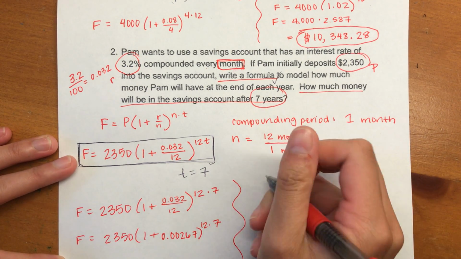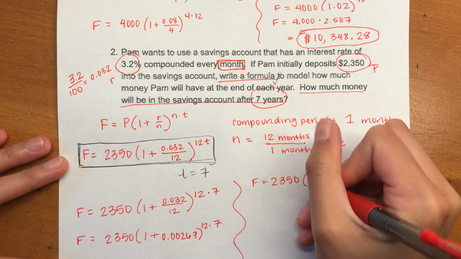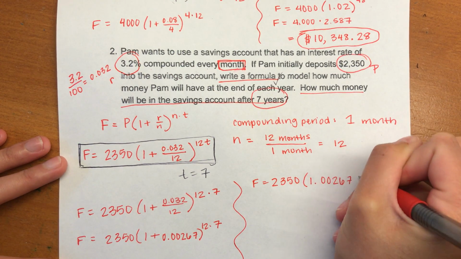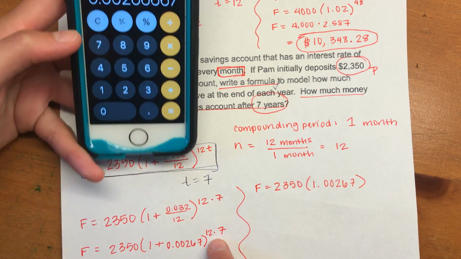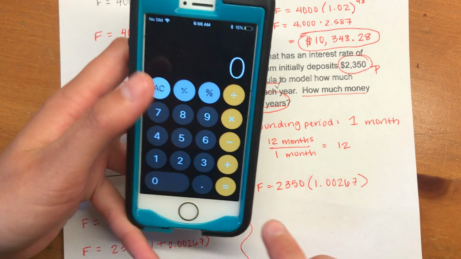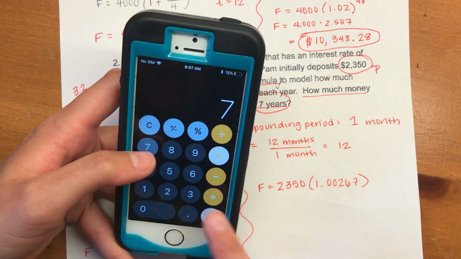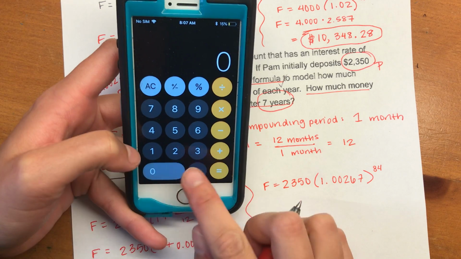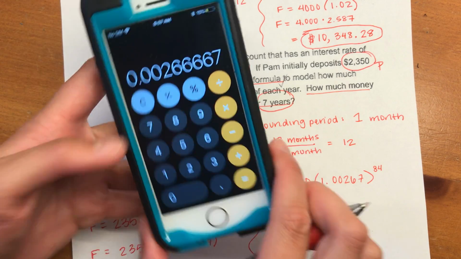And I'm going to go up here again. F equals 2,350 times, and if I add 1, I'll have 1.00266 to the, and I can do 12 times 7 as well. And 12 times 7, if I clear this, 12 times 7 is 84. So then I'm going to do this again, 0.032, just to be exact, divided by 12 to get my whole decimal here.